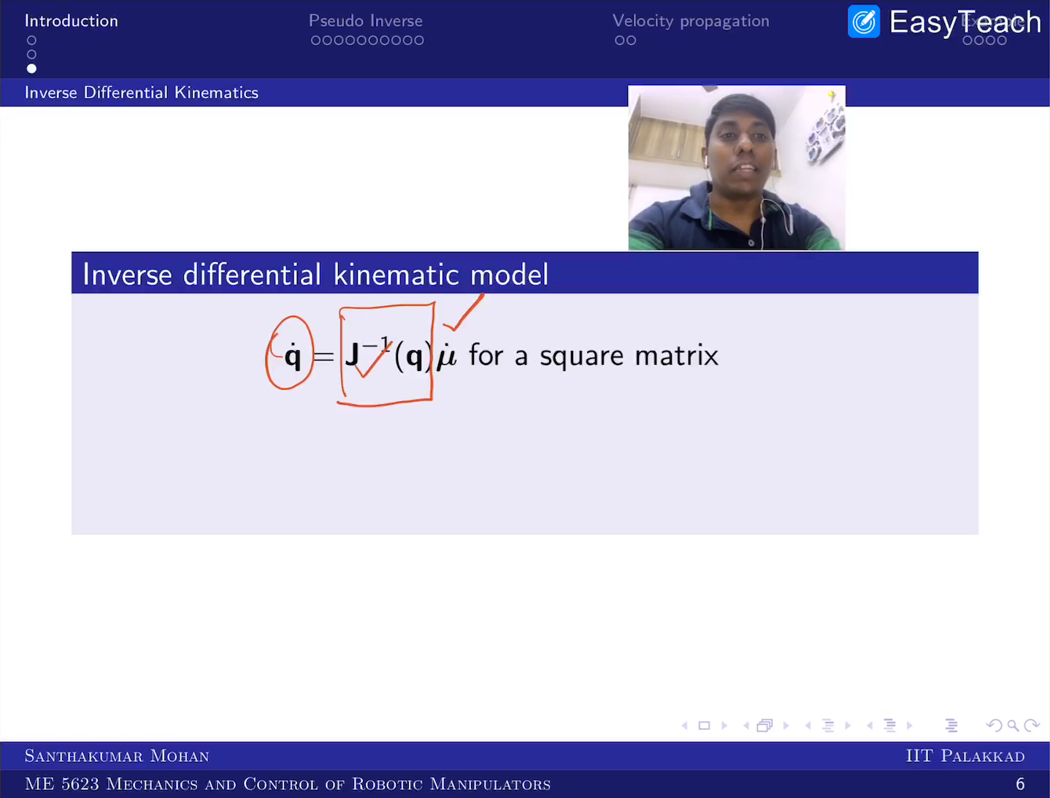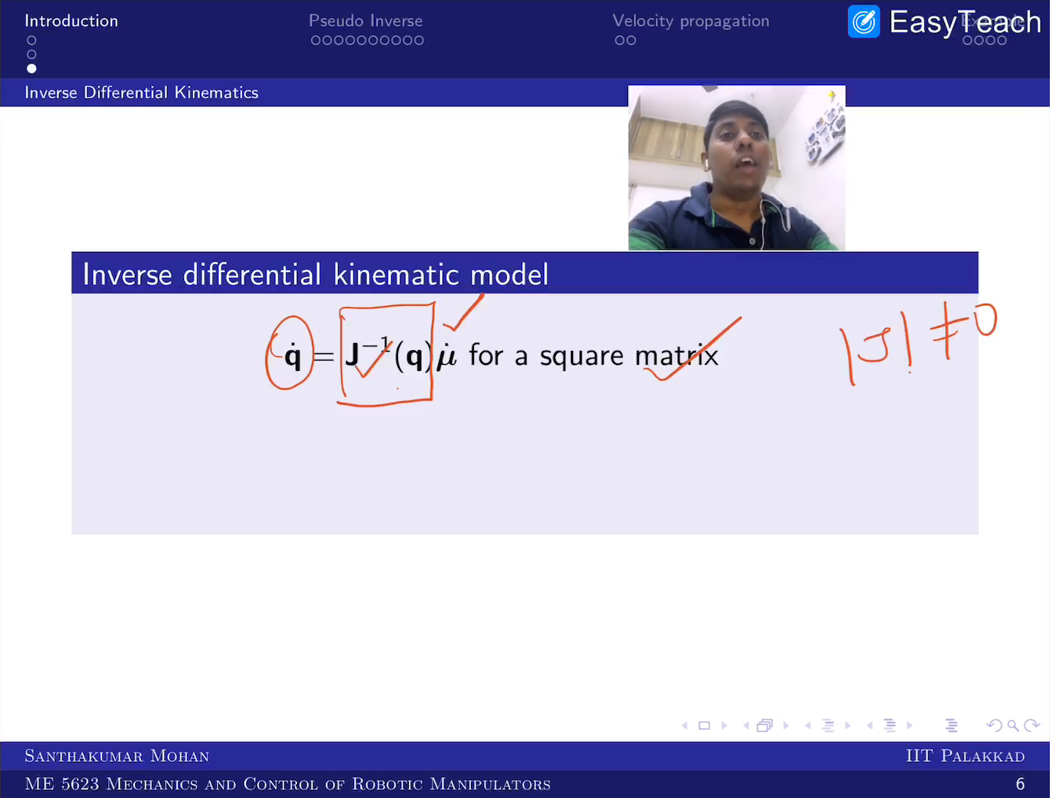So if this matrix exists, in the sense that the Jacobian determinant is not 0, and it is a square matrix, then you can see this is what you call inverse differential kinematics. In the sense, for a desired end effector velocity, what I can give as a joint space velocity.